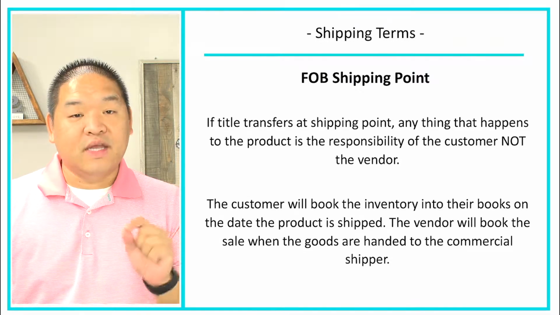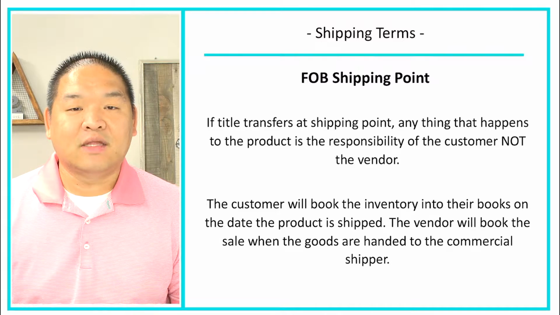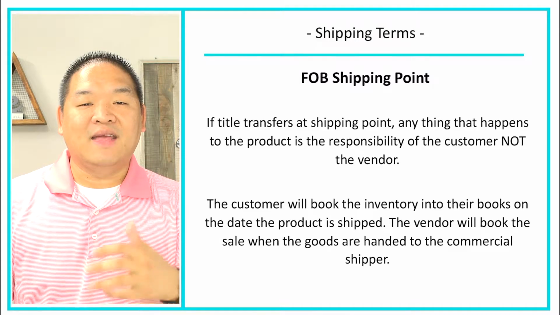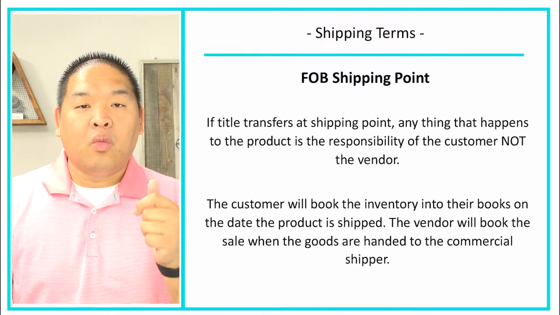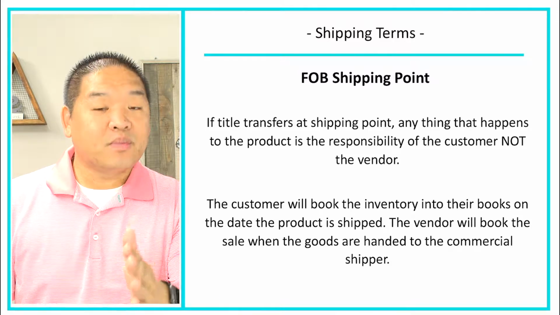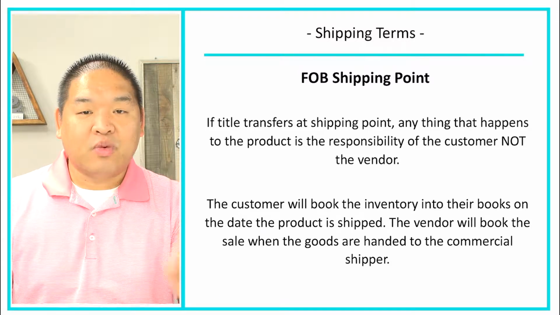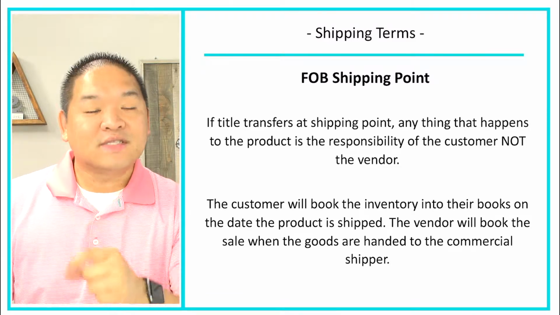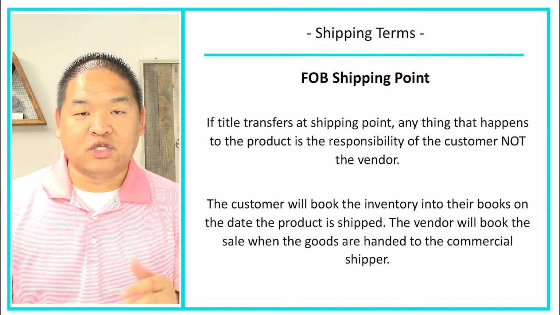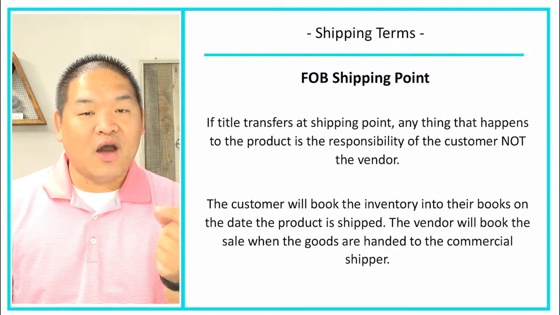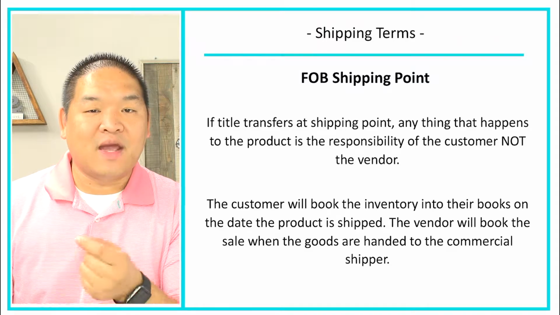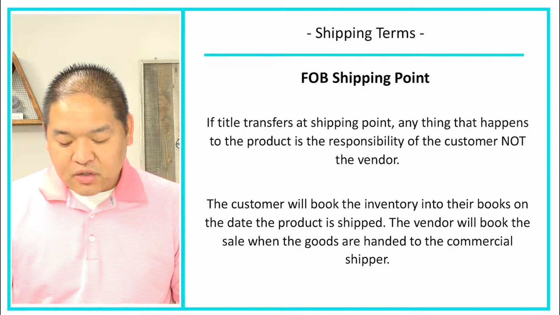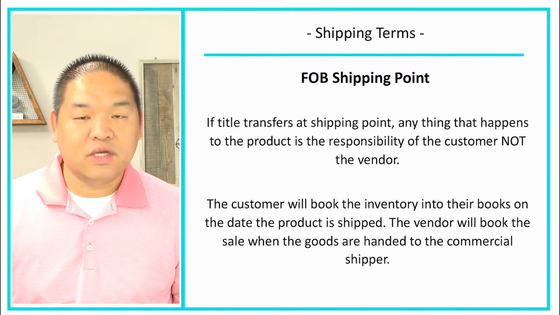The customer will book the inventory into their books on the date the product is shipped, not necessarily when they receive it. So, we've been talking about inventory in this section. Well, when the vendor ships the product, then that product is part of the customer's inventory, even though the customer has not received that inventory. Because the title has transferred, it is now owned by the customer, and as such would be reported in their inventory numbers. Okay. The vendor will book the sale when the goods are handed to the commercial shipper.